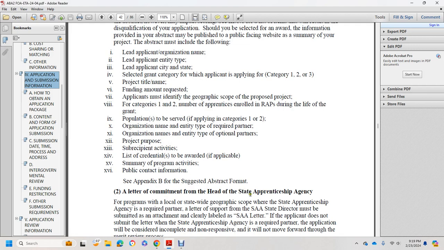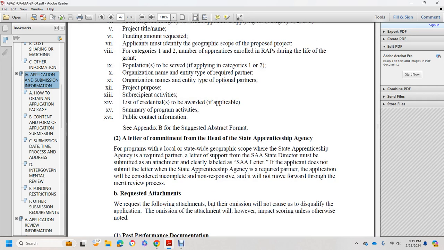Letter of commitment from the head of the state apprenticeship agency. From the program, local, statewide, geographical scope of the state apprenticeship agency, the required partner. Letter of support from the state apprenticeship agency state director must be submitted as an attachment clearly labeled as the state apprenticeship agency letter. If the applicant does not submit the letter from the state apprenticeship agency, the required partner, the application will be considered incomplete. It will not be moved forward through the merit review process.